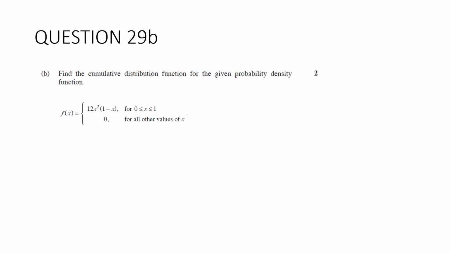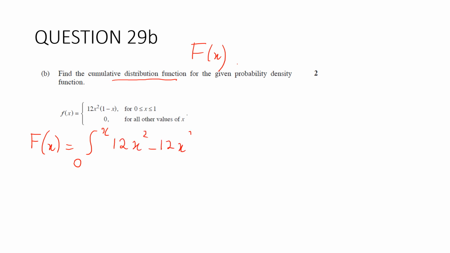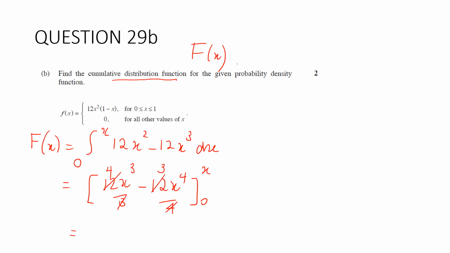29b, find the cumulative distribution function. So that's where we want to find capital F of x. So recall, it is going to be the integral between 0 and x of, let's expand that out, 12x squared minus 12x cubed dx, which is equal to 12x cubed on 3, take away 12x to the power of 4 on 4, between 0 and x. Tidying that up, 4 into 12 goes 3. Let's rewrite that: 4x cubed minus 3x to the power of 4 between 0 and x, which is 4x cubed minus 3x to the power of 4.